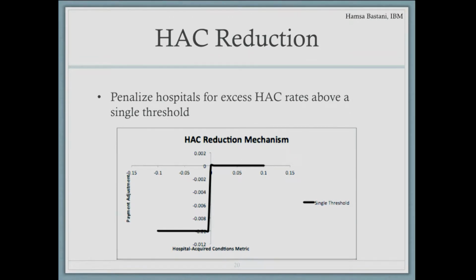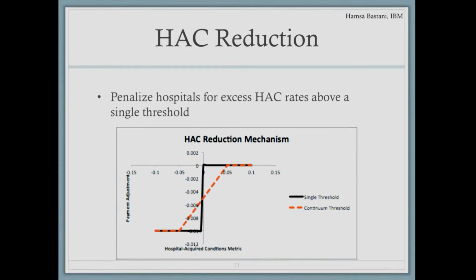So the HAC reduction program looks kind of like this step function. So here 0 is going to be the bottom quartile, not the average. So if you're in the bottom quartile, you immediately get hit with this 1% penalty. And if you're above the bottom quartile, then you get nothing. Right? So this is the current policy.